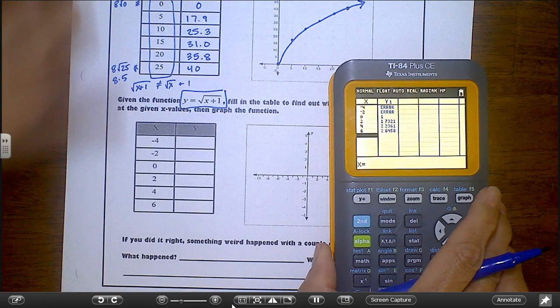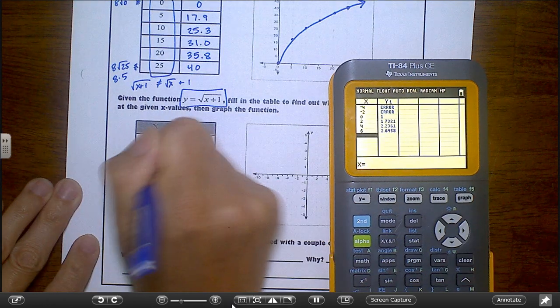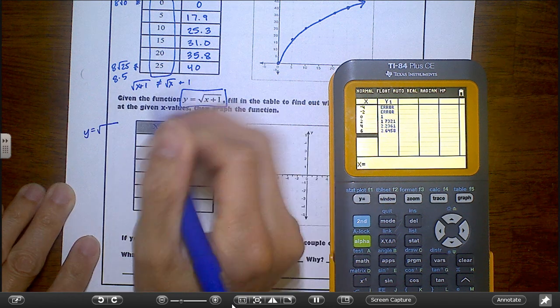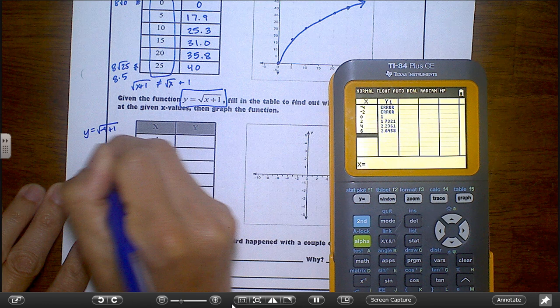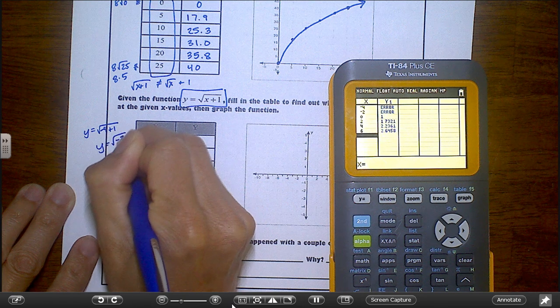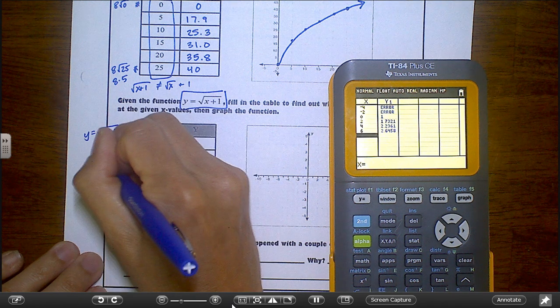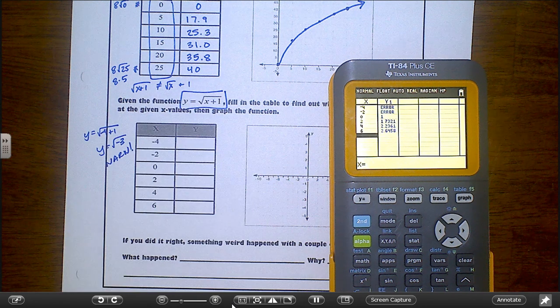So if I were to plug this in by hand, y equals the square root of -4 plus 1. So that's y equals the square root of -3. Well, do you remember what happened when we tried to take the square root of a negative number? It's none, right? It doesn't exist as a real number because there's nothing that you can multiply by itself, which is what you do when you square things, to get a negative number.